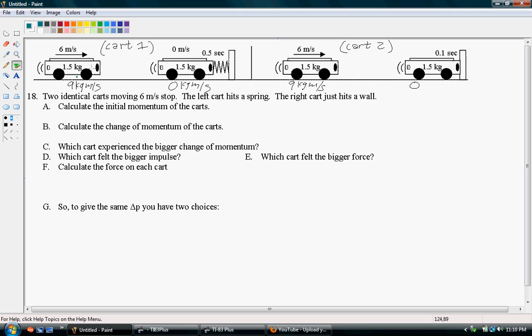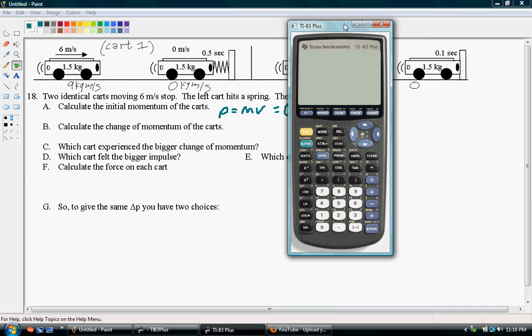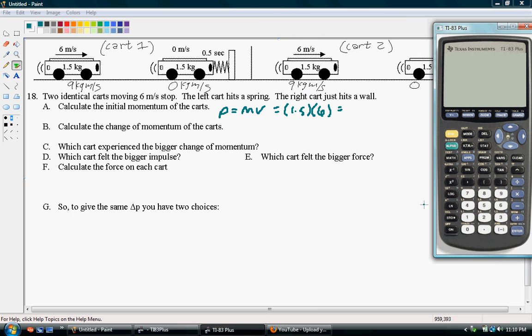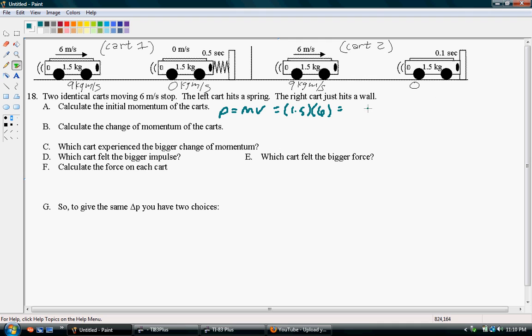Well, it's going to be the mass, which is 1.5 for both of them, times the velocity, which is 6 meters per second for both of them. So they're both going to have the same momentum. Momentum is equal to mass times velocity, which is equal to 1.5 times 6. So we multiply 1.5 and 6, and we get 9. So it's 9 kilogram meters per second.